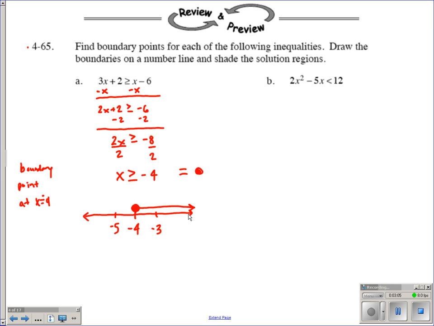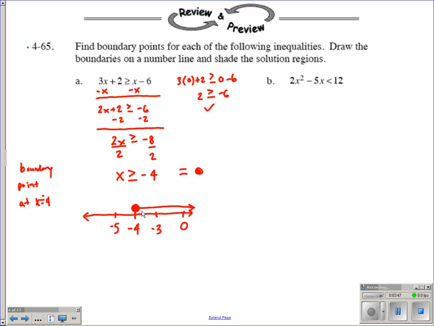Now to test it, let's choose a value from this side and plug it in. I'm going to test it with the value 0. You'll find that 0 comes in handy quite a bit when you're testing a lot of these inequalities and equations. So let's plug in 0 and make sure that it gives us a true statement in our original inequality. So 3 times 0 plus 2 should be greater than or equal to 0 minus 6. 3 times 0 is 0, plus 2 gives us 2, and 2 should be greater than negative 6. So this is true, which means that we've shaded on the correct side here.